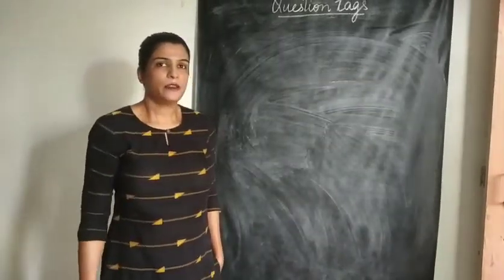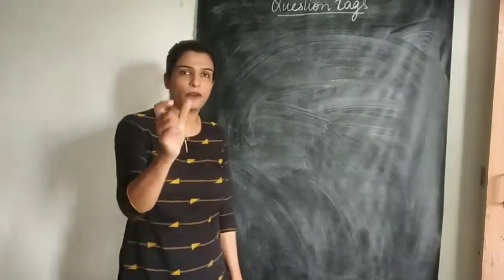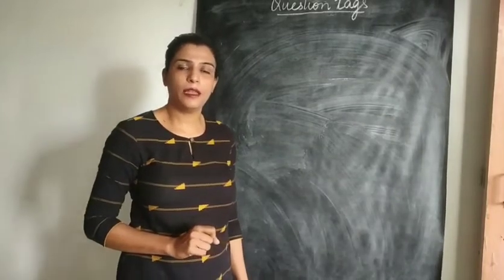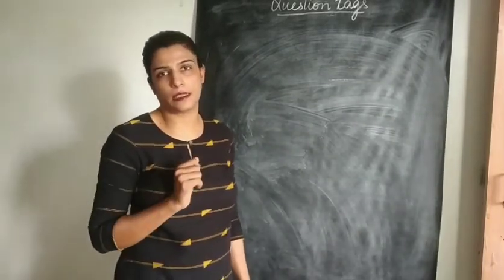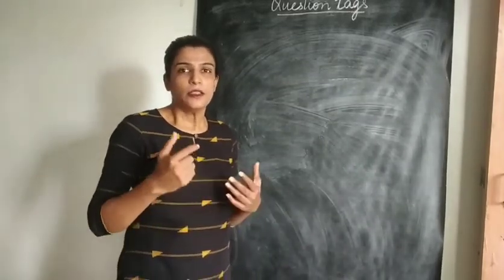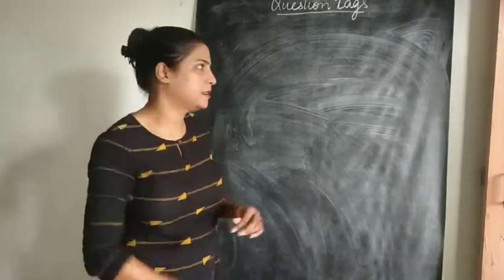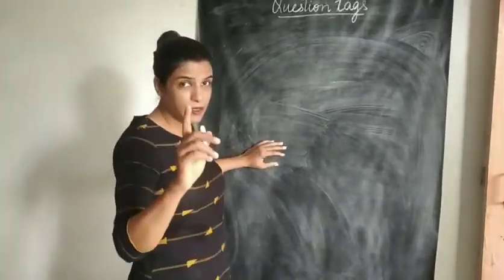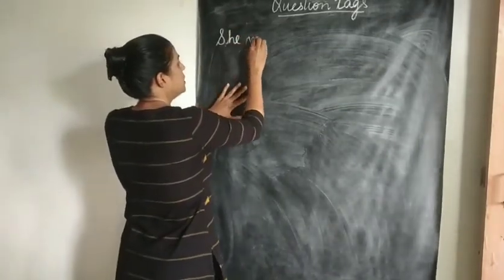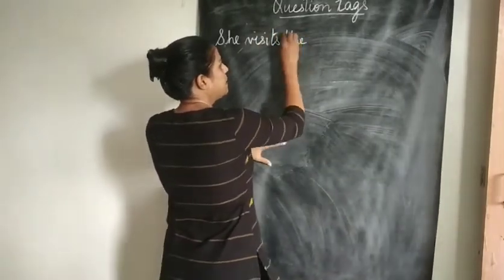Well, I stressed on the fact that the helping verbs are very important in the formation of the question tag. Now, there are many cases where the helping verb is missing, where words like is, are, was, were, shall, may, might are missing. What do we do in these cases? Let's discuss. Well, let's begin with the first example. She visits the temple.